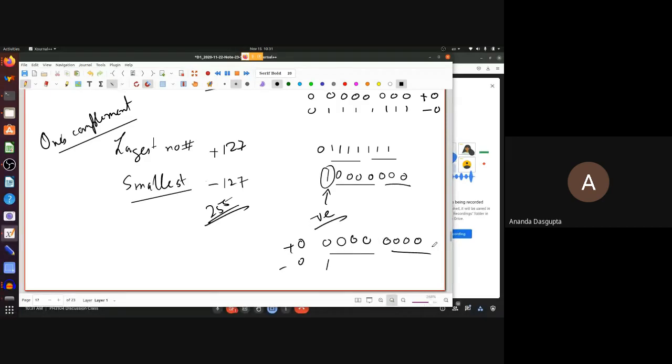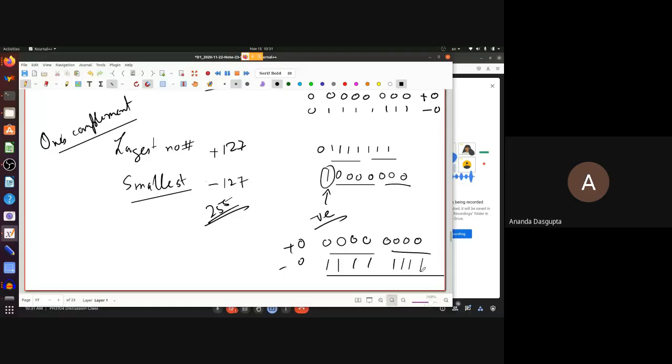Minus 0 is simply obtained from plus 0 by doing a ones complement, which is this is minus 0. So plus 0 and minus 0 are in fact two of the extreme numbers that you can write down otherwise. And it so happens that plus 0 and minus 0 again has different representations. So one's complement is also bad.